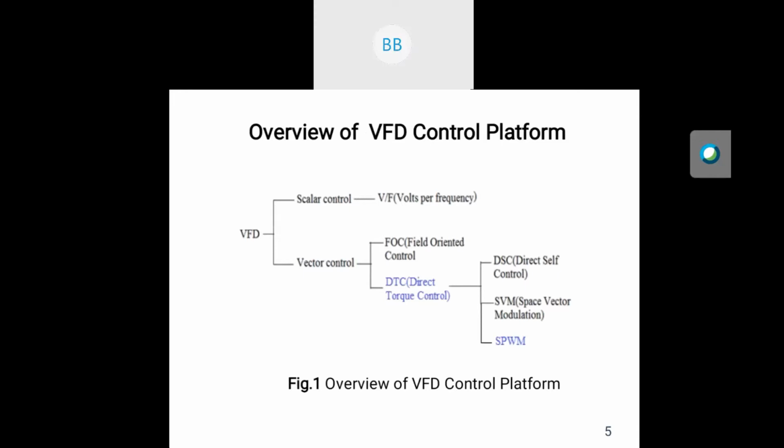Scalar control is V by F control. In V by F control, voltage and frequency are changed at the same time. That means we have to keep the V by F ratio constant. On the other hand, vector control strategy is divided into two types. One is FOC, that means field oriented control, and another is DTC, that is direct torque control. This direct torque control is again divided into three types. One is DSC, that is direct self control, SVM, space vector modulation, and SPWM, which is sinusoidal pulse width modulation.